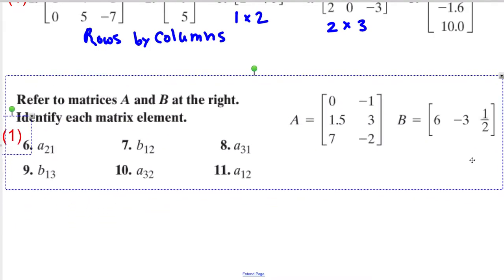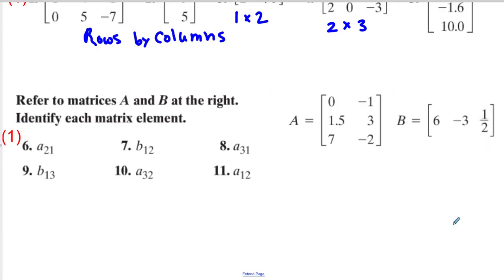And for this one, you look at the lowercase letter. So lowercase a obviously goes with uppercase A, lowercase b goes with uppercase B. If you're looking at number 10, a sub 3, 2, remember this 3 is going to be for your row, and that 2 is going to be your column. It's always row, column. So for this one, you would go to matrix A, row 3, and then column 2.